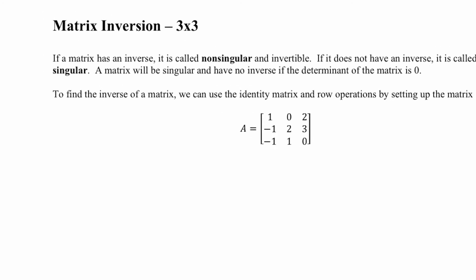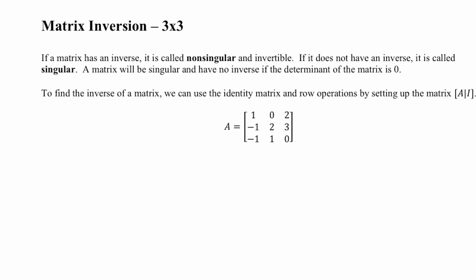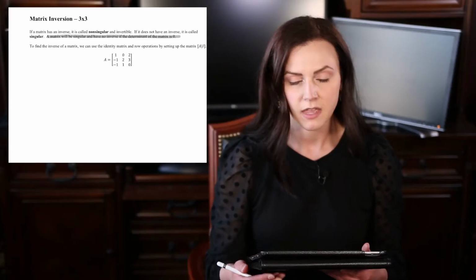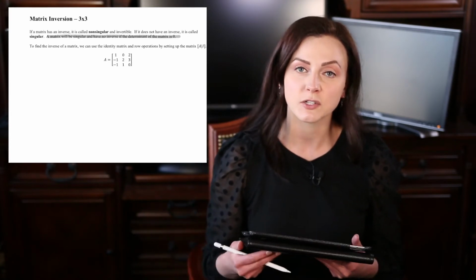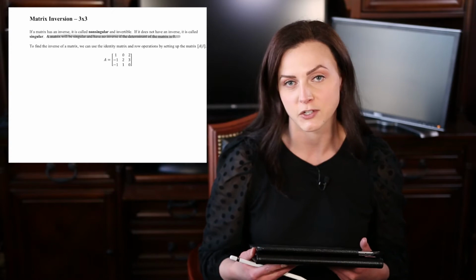A matrix has an inverse if the determinant is not 0. So a matrix will be singular and have no inverse if the determinant is 0. The matrix that I have chosen today has a non-zero determinant, so we are good to go ahead and find the inverse. If you want to know how to find the determinant of a 3 by 3 matrix, I have a video for that on my channel.